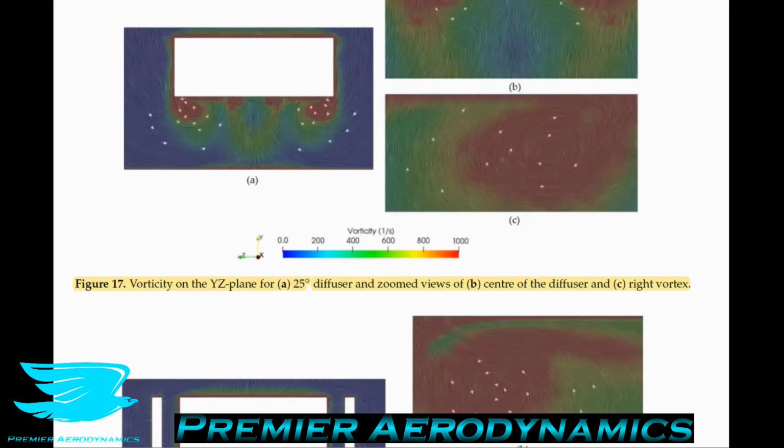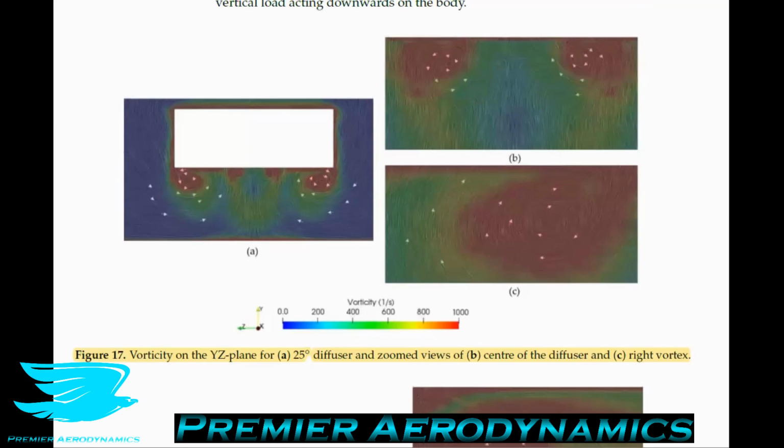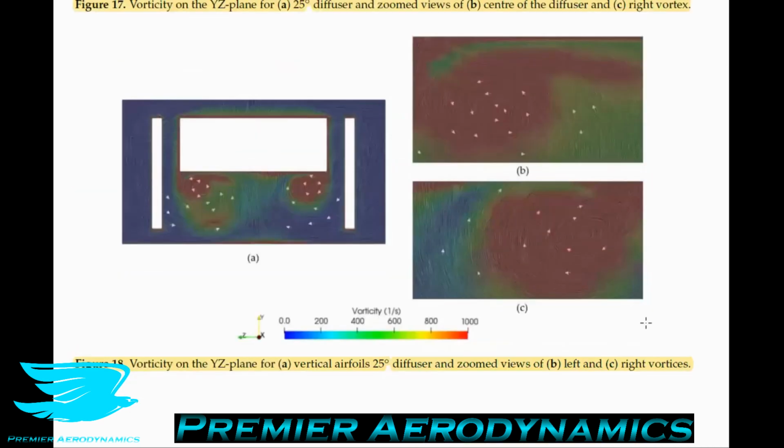These diffusers significantly increase the impact of these vortices, it seems, so they are more noticeable and they are higher vorticity, so their maximum is 1,000 1/seconds. So this doesn't necessarily mean that the vortices are stronger. It does mean that they are more concentrated. You can say that. Then figure 18 shows the same plane, but for when we have the diffuser and the vertical airfoils. And again, we have very concentrated vortices here, one on each side of the diffuser, as we expect.